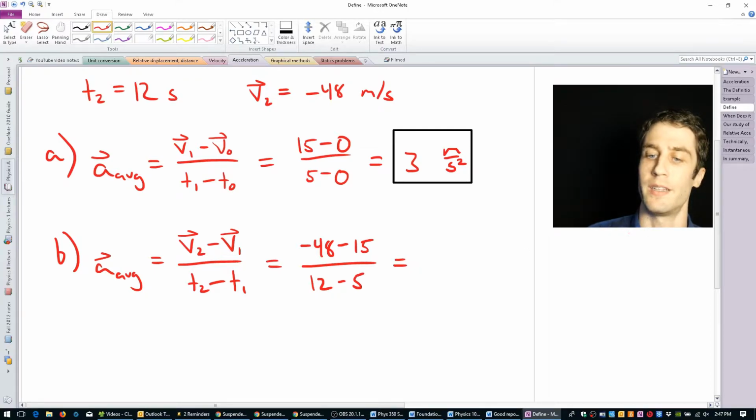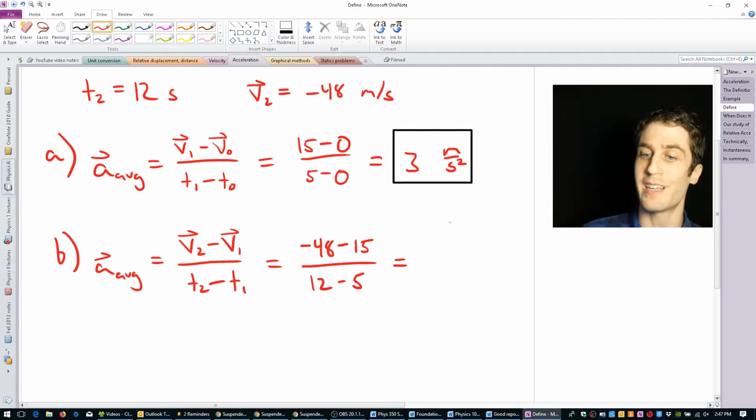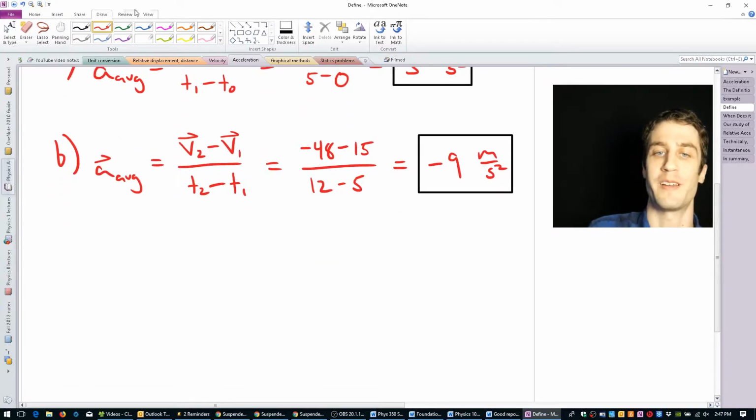All right, in the numerator, that's going to be 30. That's odd. What do I have here? Oh yeah, in the numerator I get negative 63, and in the denominator I get positive 7, and so negative 63 divided by 7 is negative 9 meters per second squared. All right, go ahead and verify that calculation if you haven't done so already.